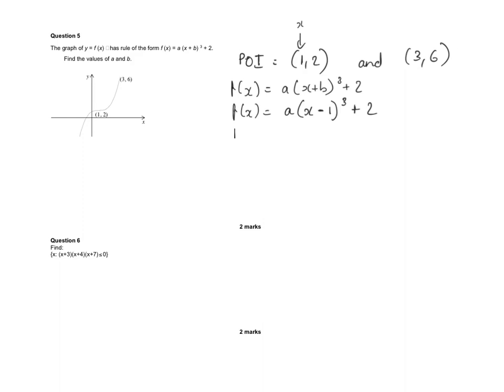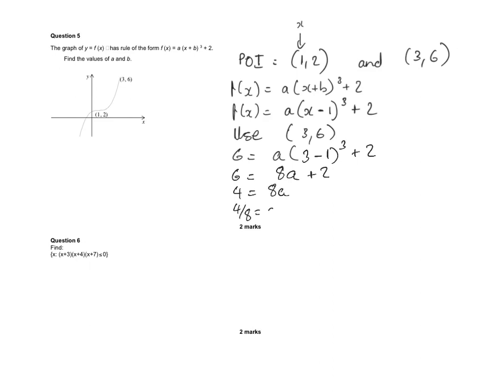Now I'm going to find my a value and I'm going to use the other point. Don't use the same point again. So I substitute that in, and I've got when x is 3, y is 6. So 6 is equal to a outside of 3 minus 1 all cubed plus 2. 3 minus 1 is 2, 2 cubed is 8, so it's 8a plus 2. Bring the 2 across, you get 4, and then divide by 8, 4 on 8, which is equal to a half.